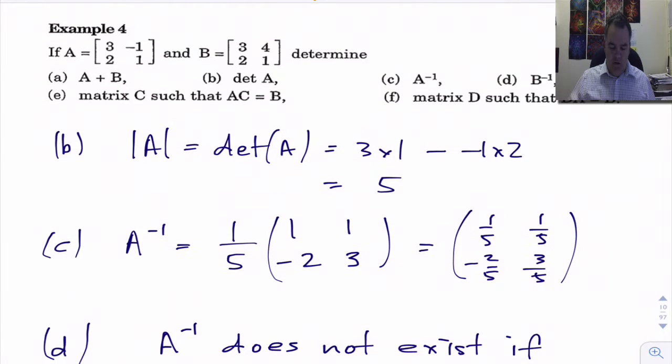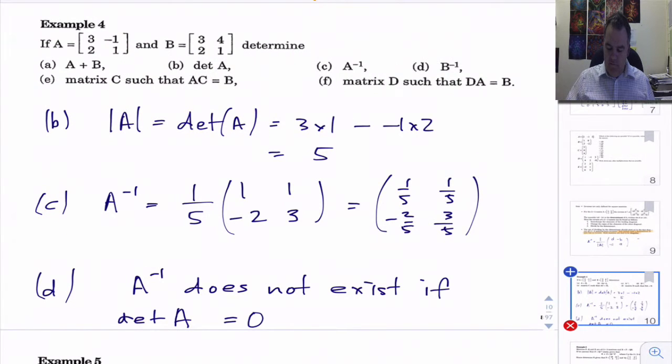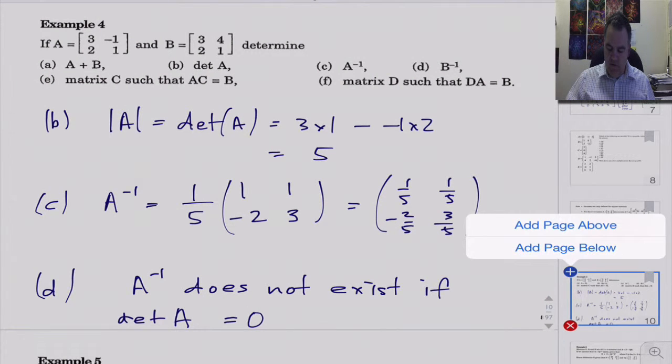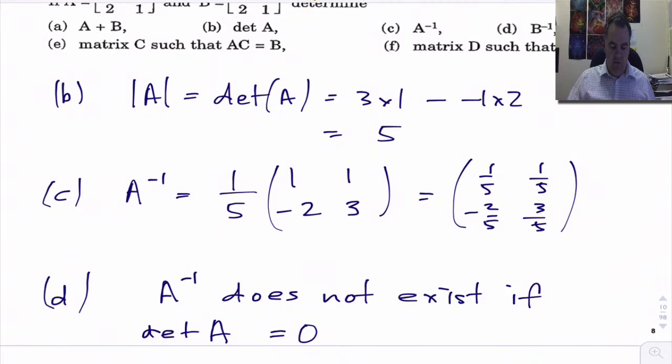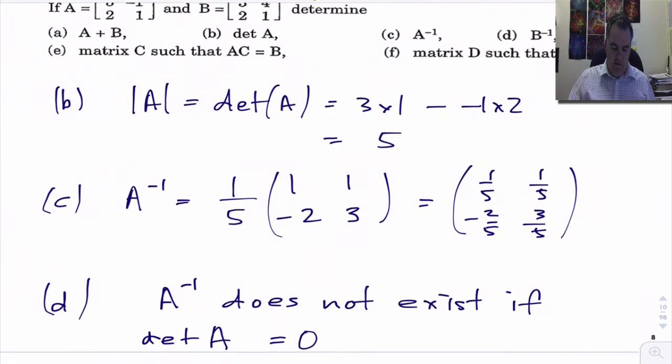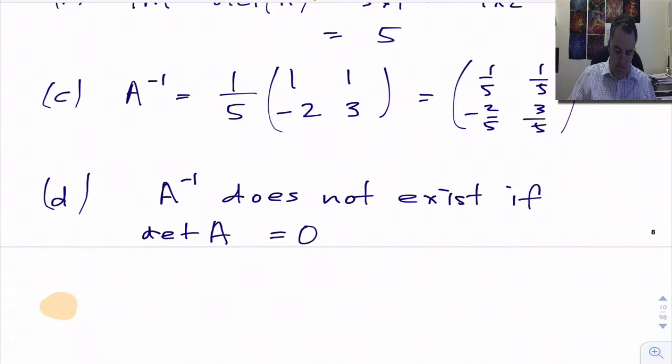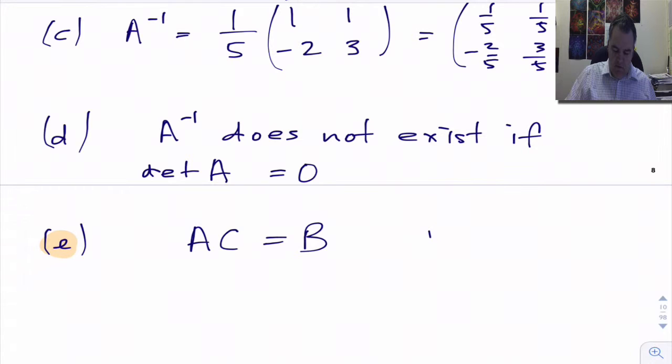Okay, so let's do the rest of this question here. The matrix C such that A times C is equal to B. Alright, so this is part B. A times C is equal to B. Again, we want to get C on its own. We can't divide by A. That does not make sense. What we need to do is this.